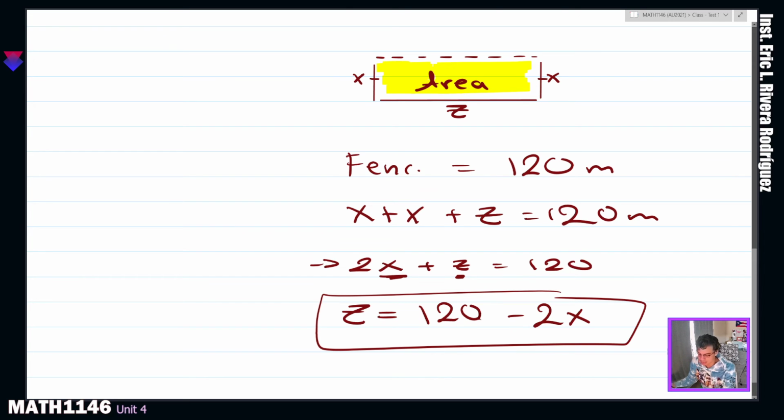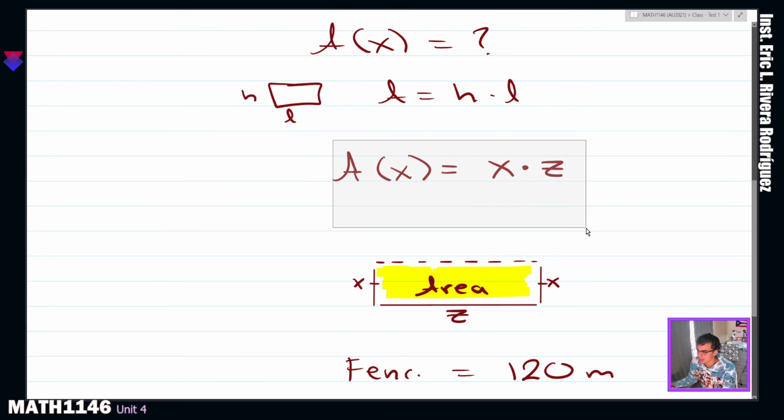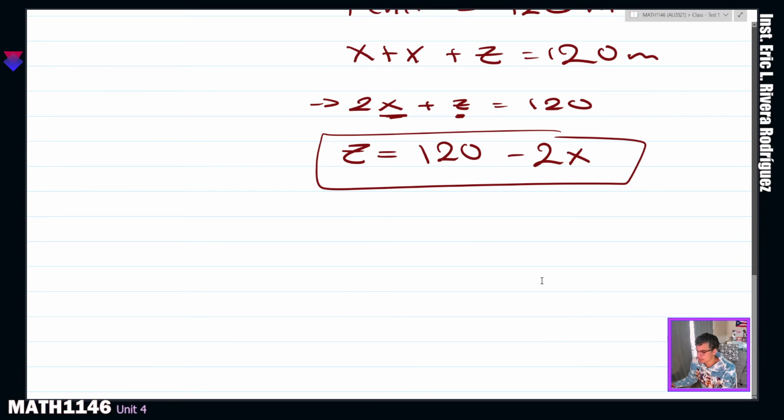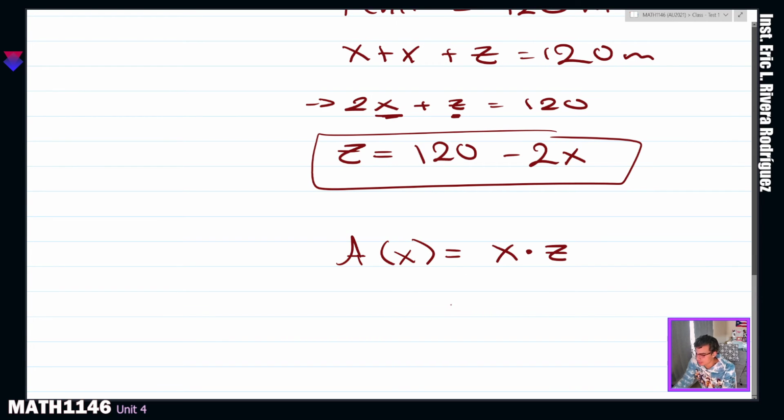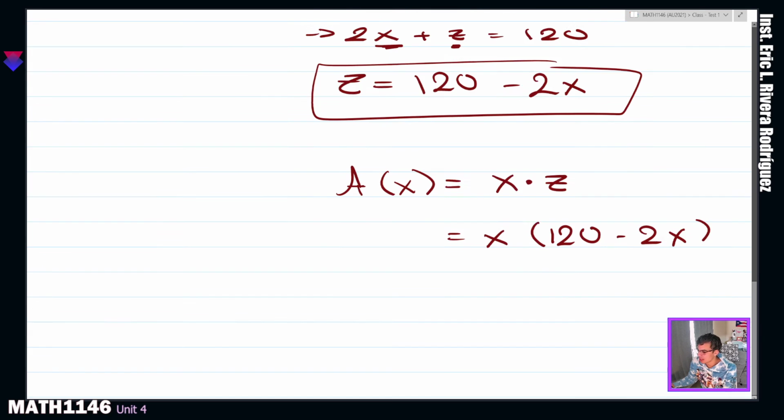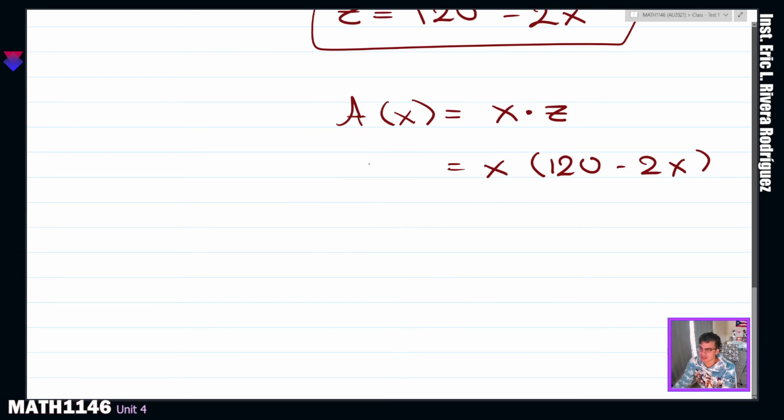So using that information, I can go here now, and I can replace z with 120 minus 2x. And by that point, I have finished. That is my equation. That is my function. All right? I can go further, and I'm going to distribute this x because I want to show you what type of function we have here.